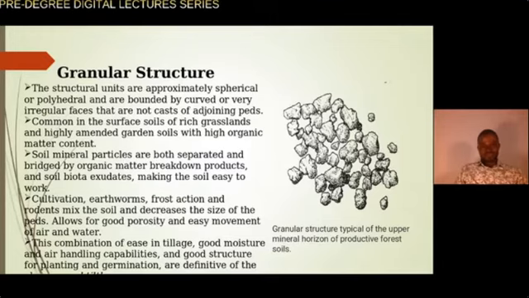So the cultivation, earthworm, frost action, and rodents mix the soil and decrease the size of the clods, and this allows for good porosity and easy movement of air and water. This combination of ease in tillage, good moisture and air handling capacity, and good structure for planting and germination are definitive of a good soil structure. Therefore, granular soil structure is a typical soil structure recommended for agricultural production.